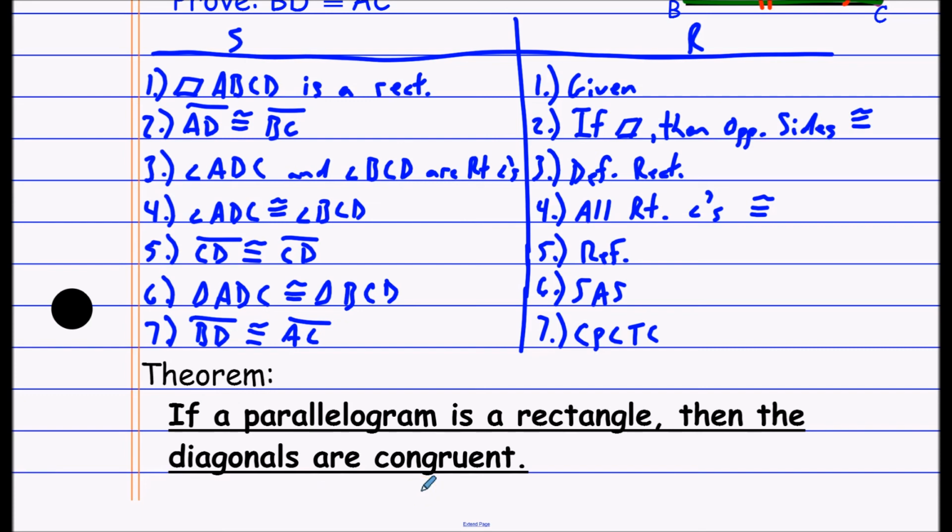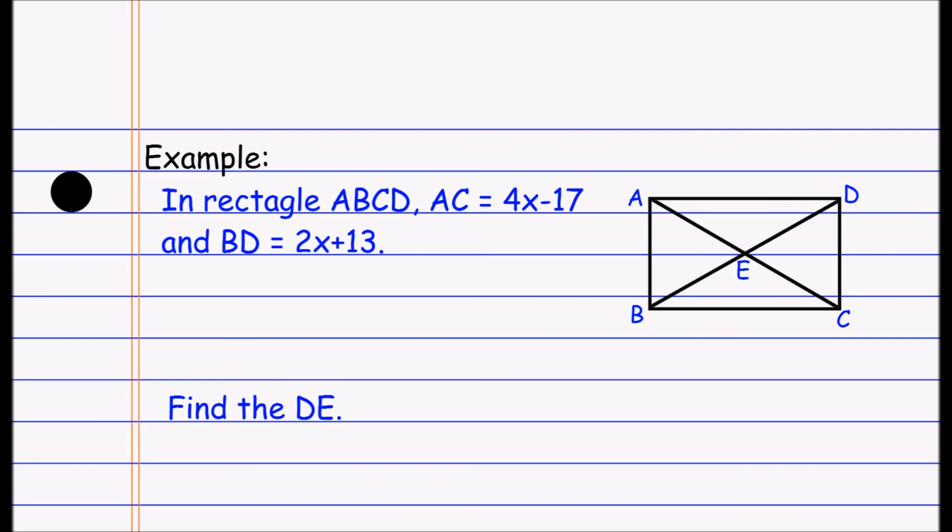So again, the same rules for parallelograms still apply. So in a rectangle, the diagonals still bisect each other, but the diagonals are also congruent now. All right, and that's really important. And so if we apply some of this, we'll look at something like this guy. It says in rectangle ABCD, AC is 4x minus 17, and BD is 2x plus 13. And then I want to find the measure of DE.